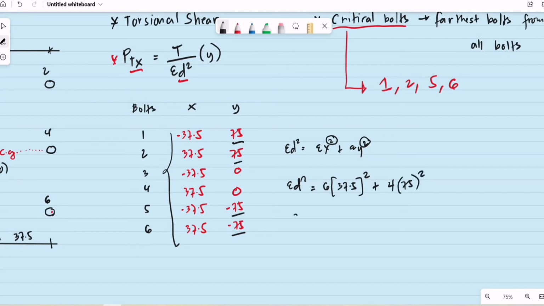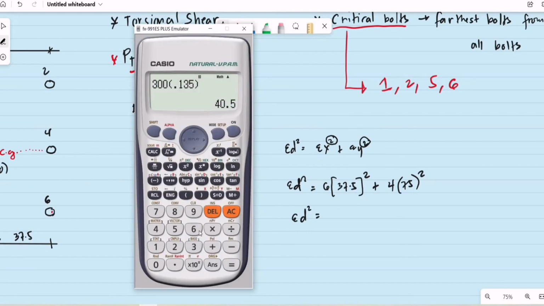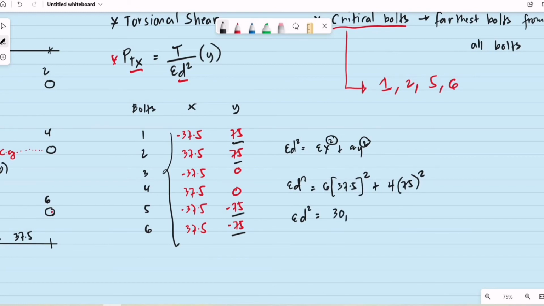So the summation of this squared is now equal to 6 of 37.5 squared, plus 4 times 75 squared. So let's have it as 30,937.5 millimeters squared.